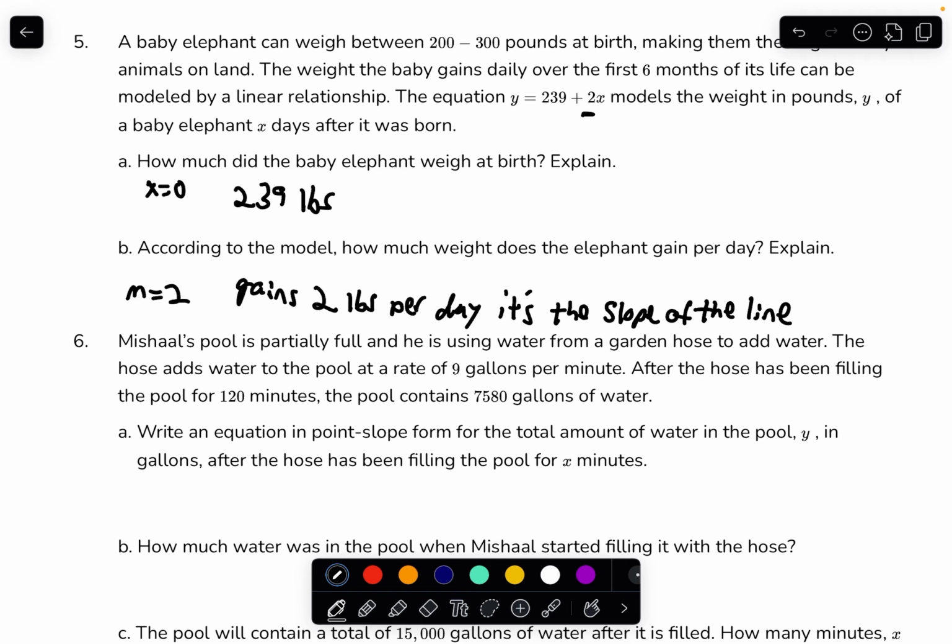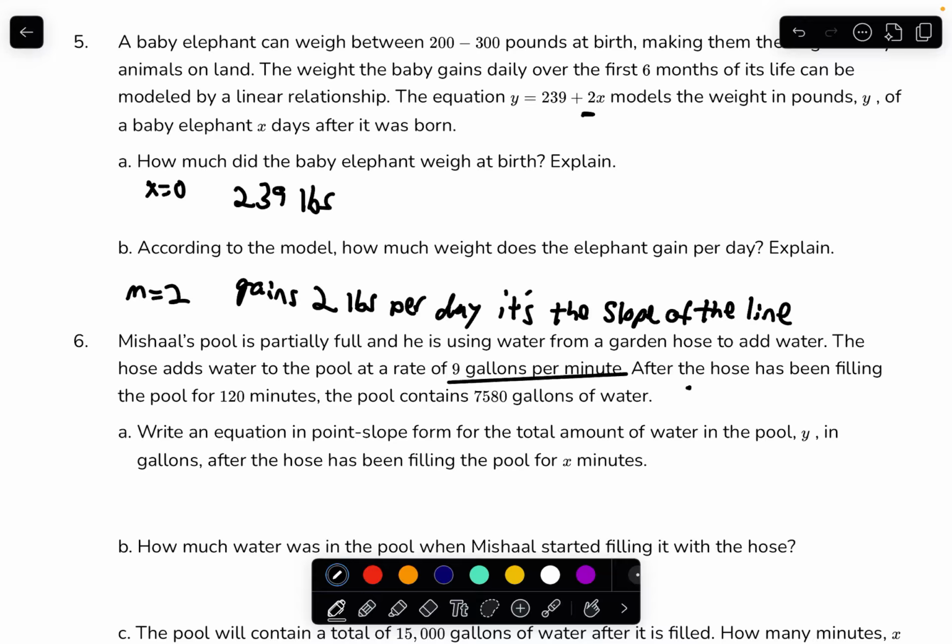All right, Michelle's pool is partially full, and she is using water from a garden hose to add water. The hose adds water to the pool at a rate of 9 gallons per minute. That's important. That gives you the rate. How do you know it's a rate? Because it's per minute. After the hose has been filling the pool for 120 minutes, the pool contains 7,580 gallons.